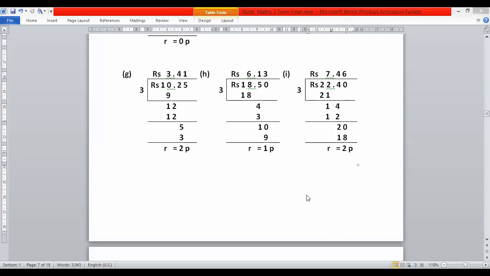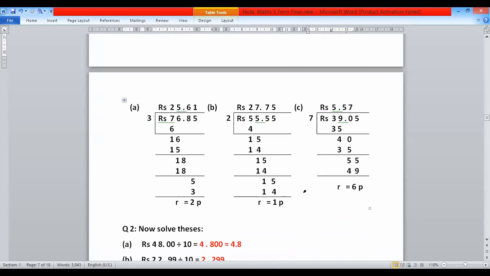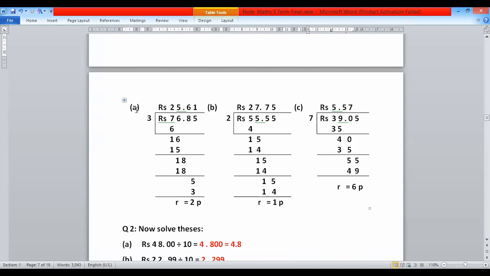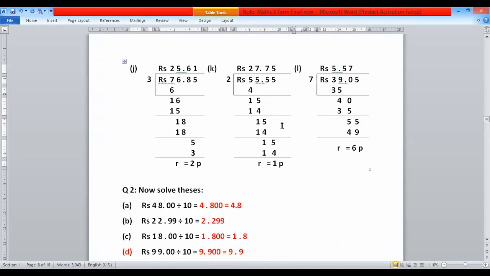Now I am going to move on to the next part. Next part is part J. So here is J and this is part K and this is part L. Students, you can solve these parts by yourself. I'm going to explain just one part and the remaining two you have to solve by yourself. Look at part J. Part J, the question is Rs 76.85 divided by 3.